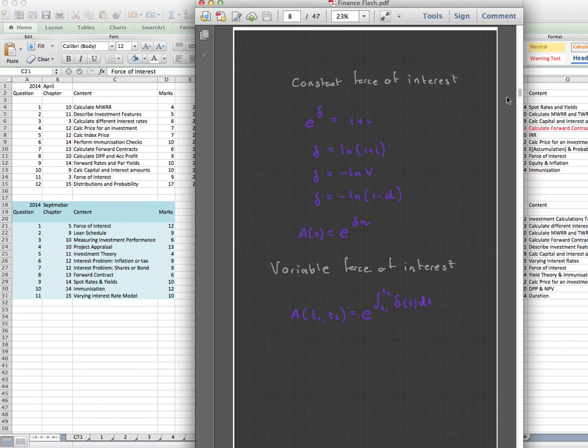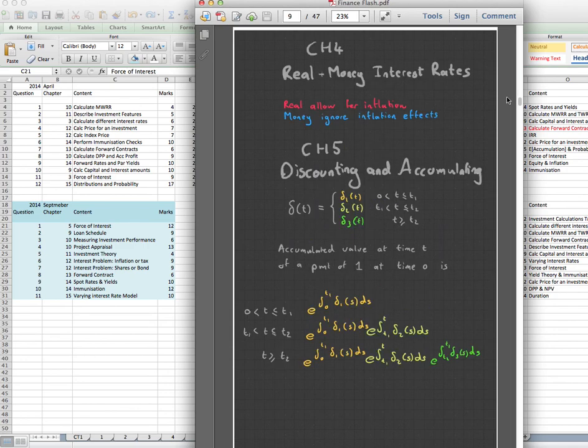Then we have the force of interest. It can be a little bit difficult and intimidating at first. You've got exponentials and integrals and all that, but again, it's not very difficult. Chapter 4 was a very short chapter on inflation and real and money rates.